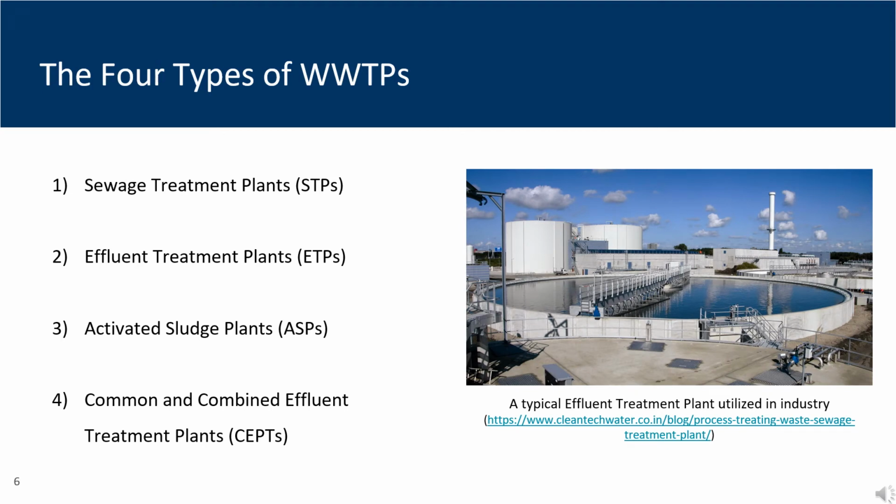So continuing on, there are 4 main categories of a wastewater treatment plant. These include sewage treatment plants, activated sludge plants, and common and combined effluent treatment plants. The final category of a wastewater treatment plant are the effluent treatment plants, which is shown here on the right.